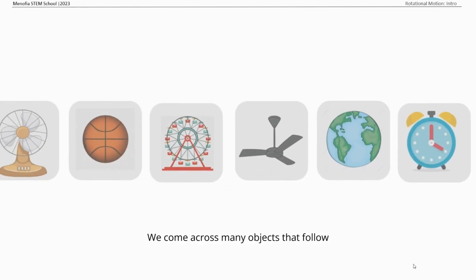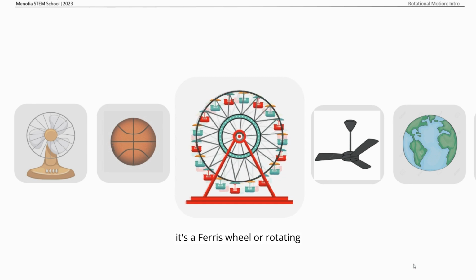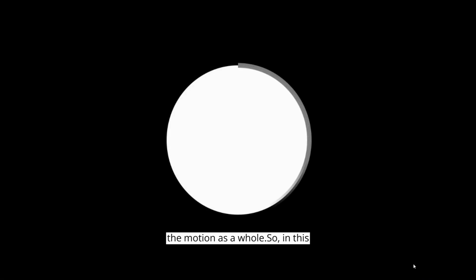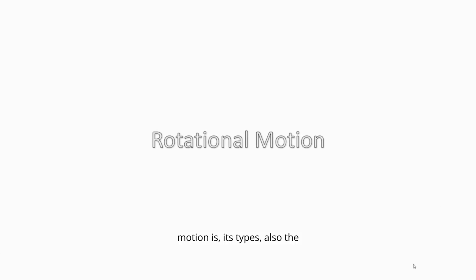We come across many objects that follow rotational movements. No matter whether it's a Ferris wheel or a rotating basketball, these rotating objects are a system of particles that considers motion as a whole. So in this video, we will explain what rotational motion is, its types, also the kinetics and dynamics of the system.